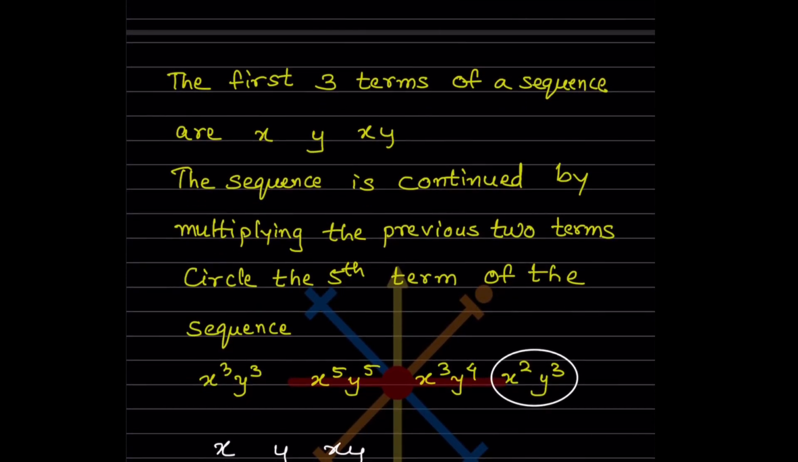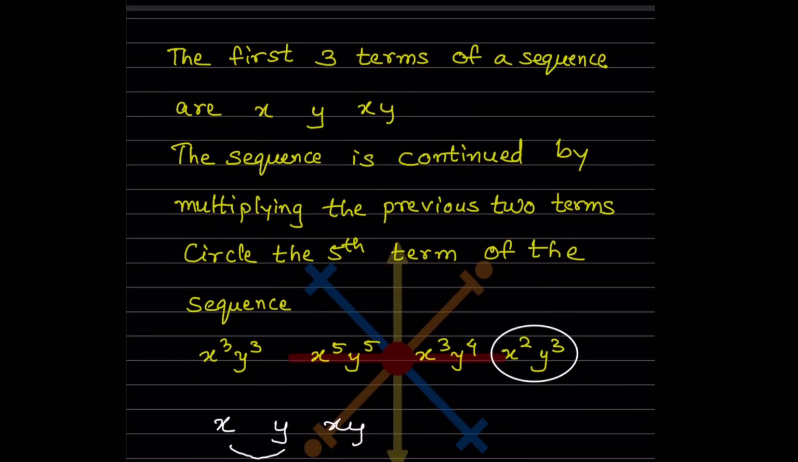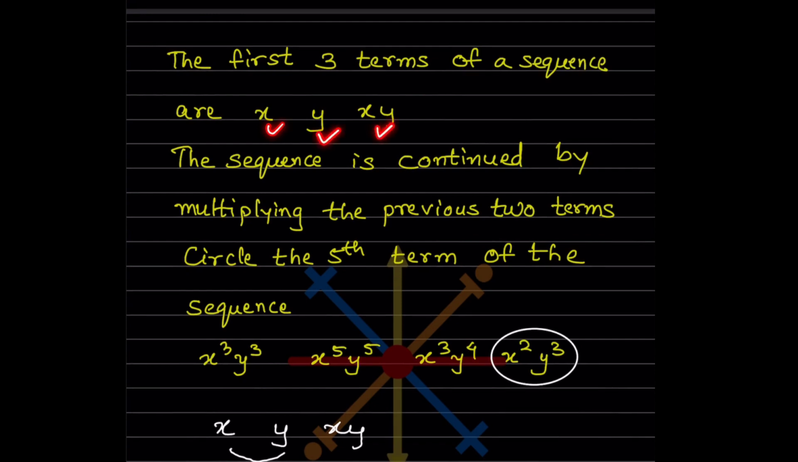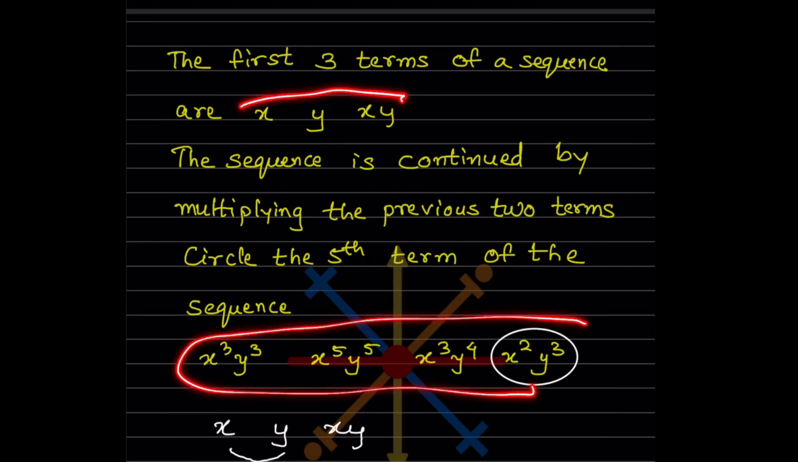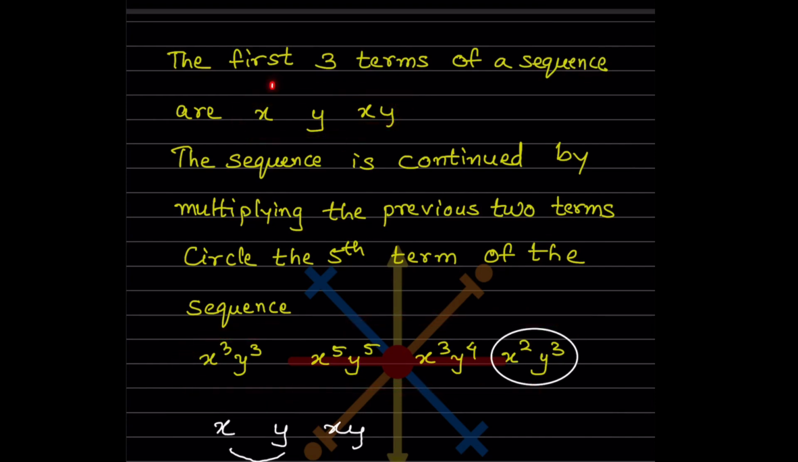Now the next one, the first three terms of a sequence are given: x, y, and xy. And the sequence is continued by multiplying the previous two terms. Means now, suppose we want this one. So when we multiply this into this, we get this one. So what we have to do, circle the fifth term of the sequence. So these options are given.